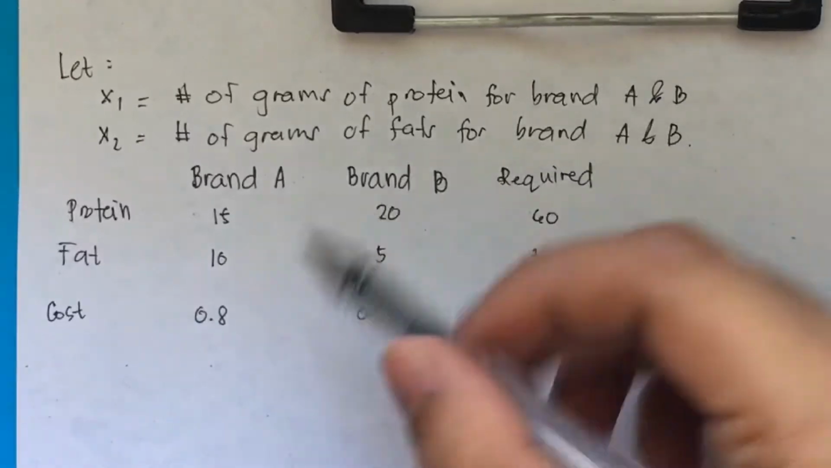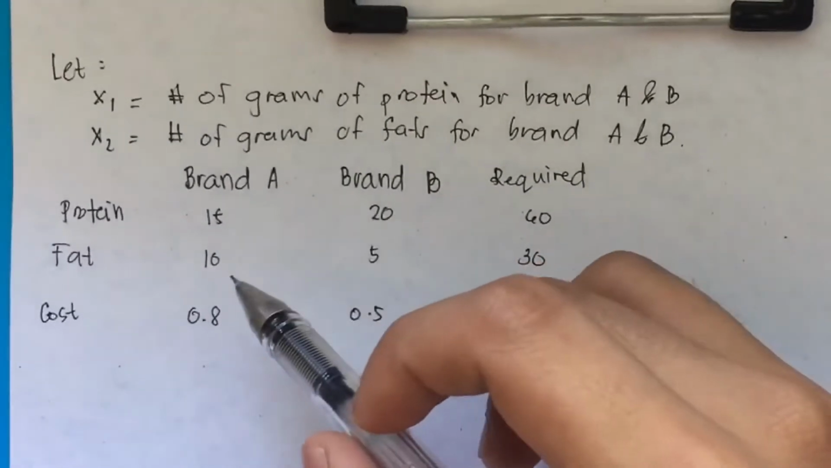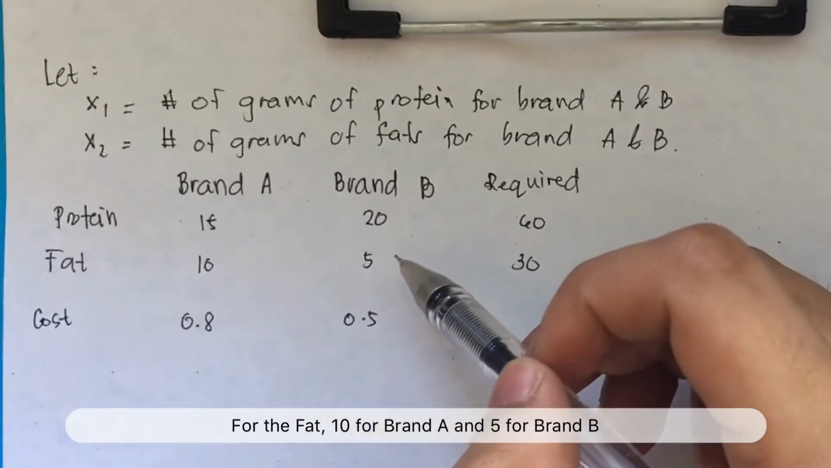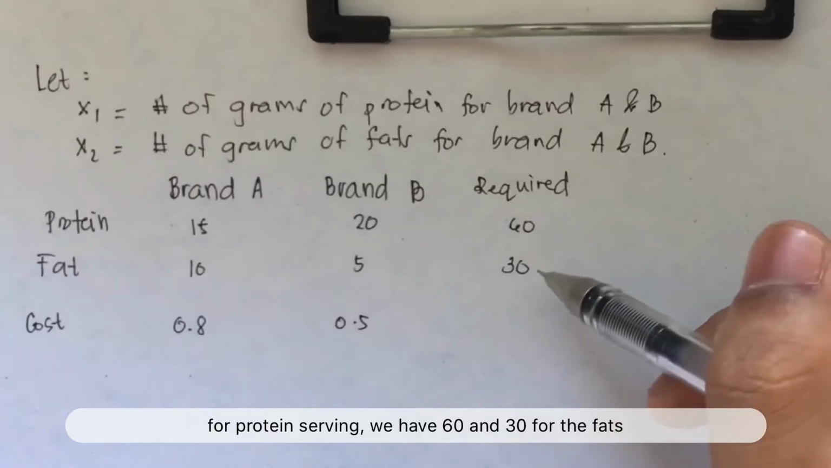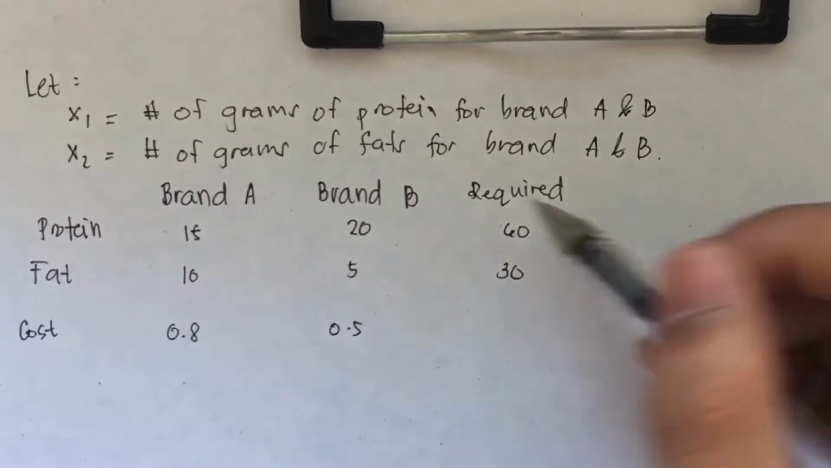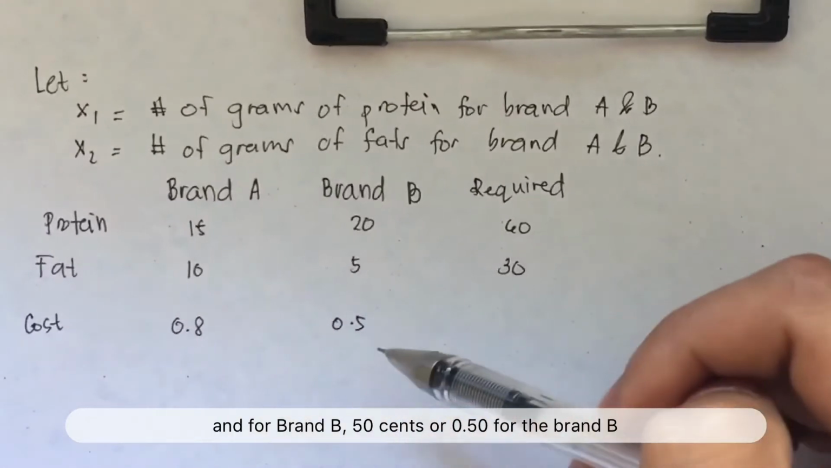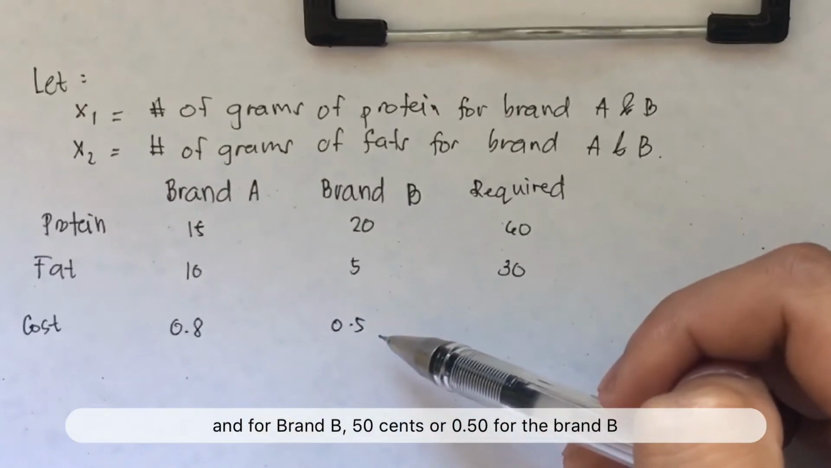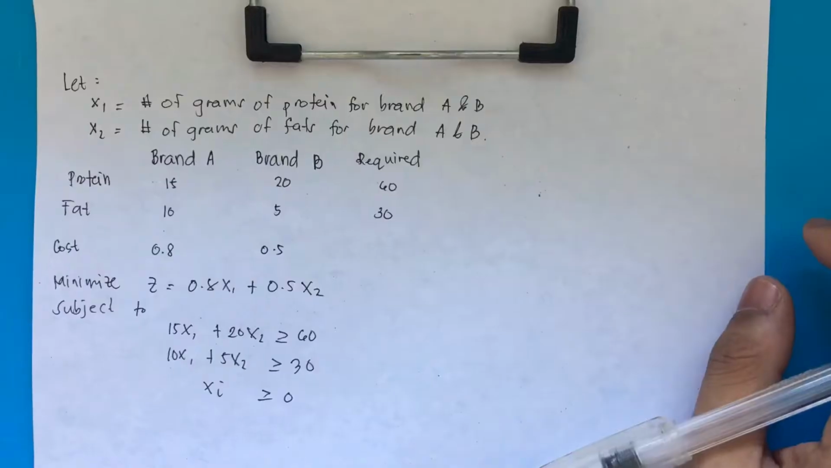So for protein, we have 15 for brand A and 20 for brand B. For the fat, we have 10 for brand A and 5 for brand B. For the protein serving, we have 60, and 30 for the fats. For the cost, brand A is 80 cents per unit or 0.8, and brand B is 50 cents or 0.5.